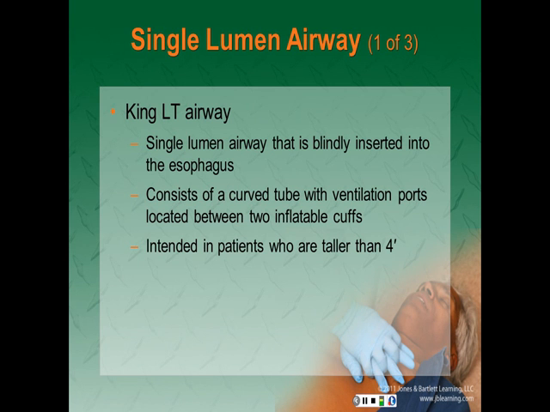Openings located between these two cuffs provide ventilation into the lungs. Contraindications include intention for airway management in patients who are taller than 4 feet. High airway pressures may cause air to leak into the stomach or out of the mouth. And if the trachea is intubated, the airway must be removed and another attempt made to place it in the esophagus.